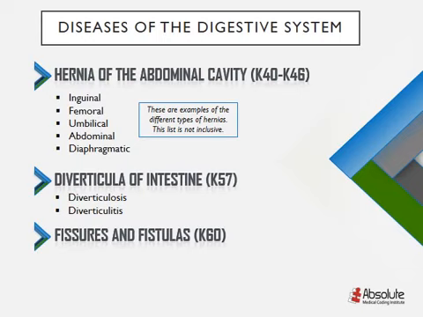So if you have problems healing, sometimes there are recurrent fissures and fistulas. You can have abscesses. Sometimes they need surgery. So just be aware. That's code K60. You can look in your book for the difference between fissures and fistulas so that you code them properly.